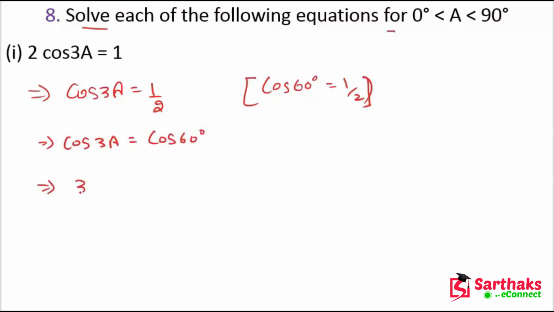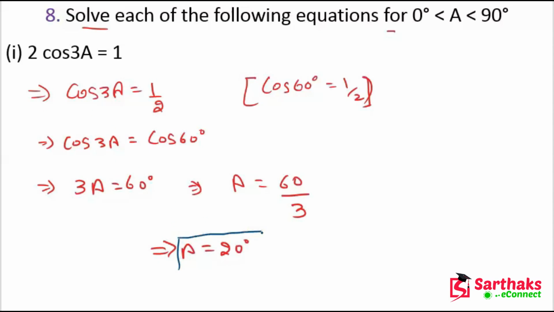So we can compare: 3A is equal to 60 degree. So what is the value of A? The value of A is equal to 60 upon 3. So we get A is equal to 20 degree. Okay, this is the answer.